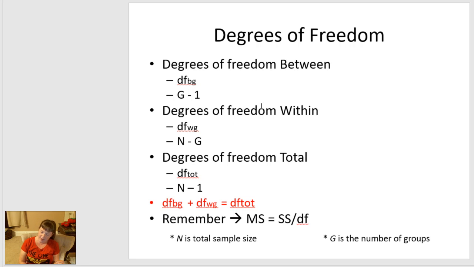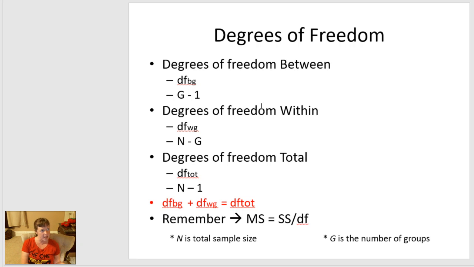Degrees of freedom within is going to be the total number of people that you have minus the number of groups that you have, right? The total number of x bars you're dealing with, which is the total number of groups. So N minus G. And let's say I had 5 people in each group, right? Well, my baby group sample size is 5 then. If I have 4 groups, that means I must have 20 people, right? Big N would be 20 then.